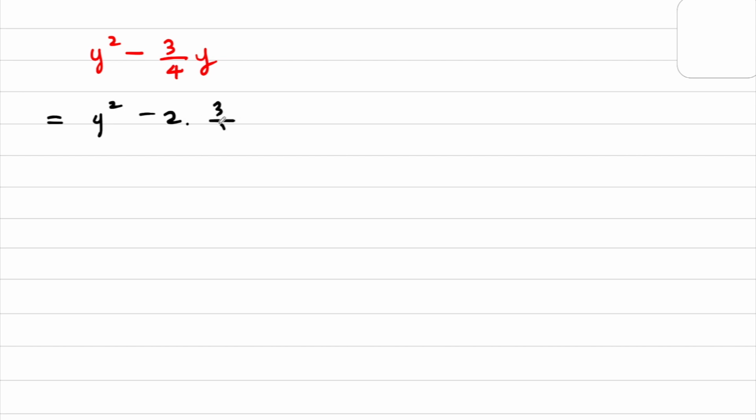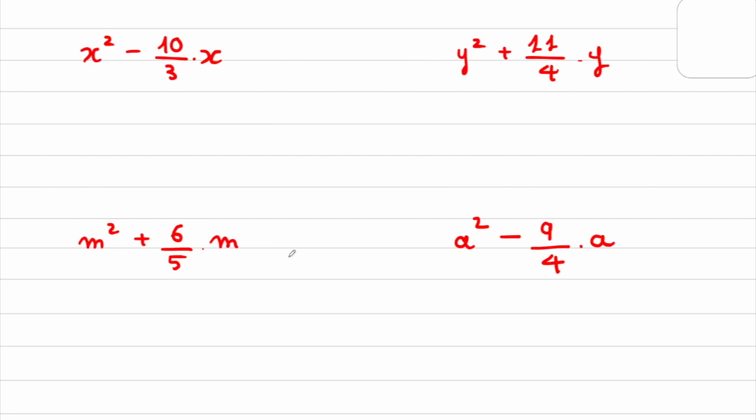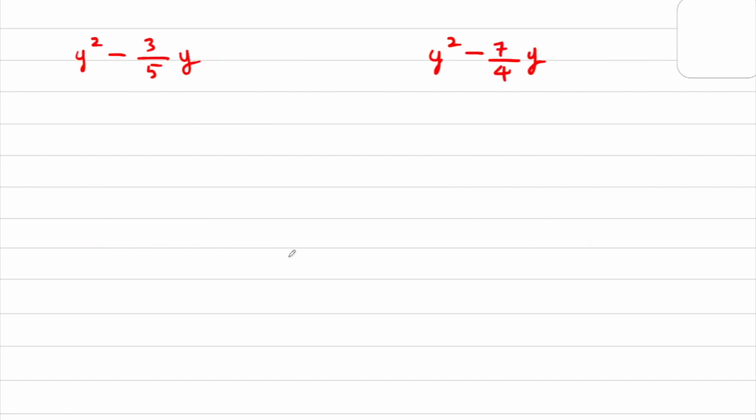y squared minus 2y times 3 over 8, and then plus 3 over 8 squared here, and minus 3 over 8 squared one more time. Then y minus 3 over 8 squared here, minus 9 over 64. You have the correct answer with me. Okay, go on for the next question. You have maybe 6 questions more before we finish this video, so let's be patient.